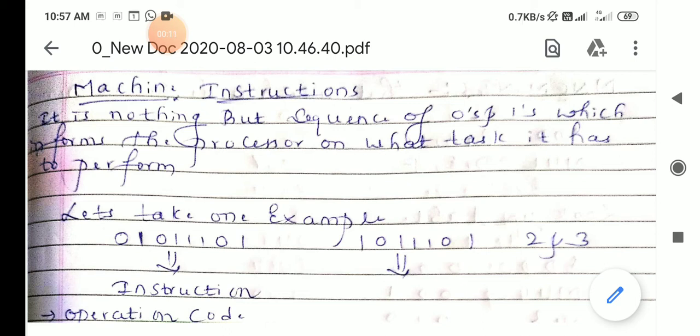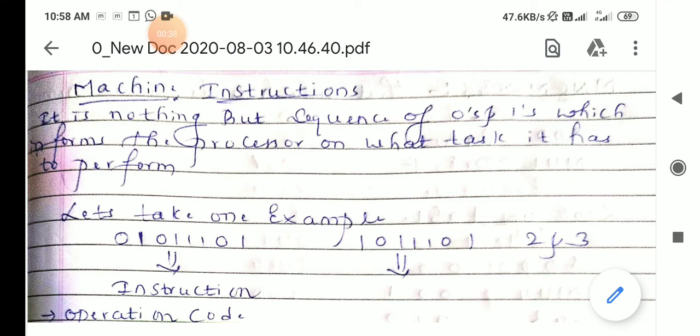So today we will learn about machine instructions and programs. In the last class we have seen the functional units of a computer, and we also discussed the types of computers. So in today's class we will learn about machine instructions.